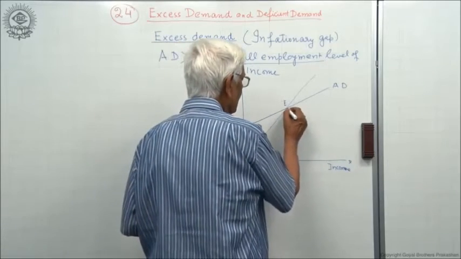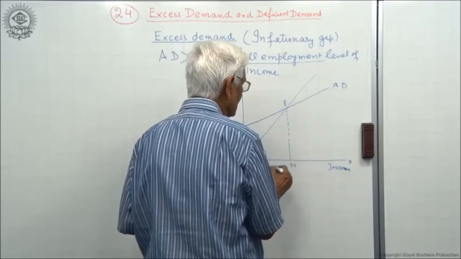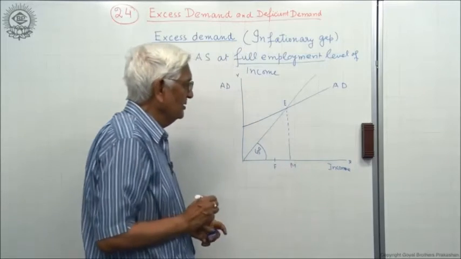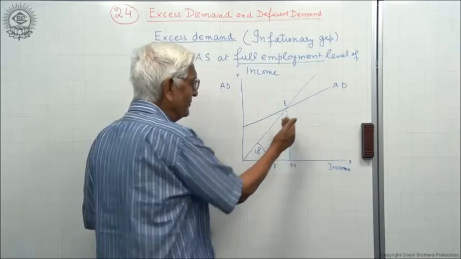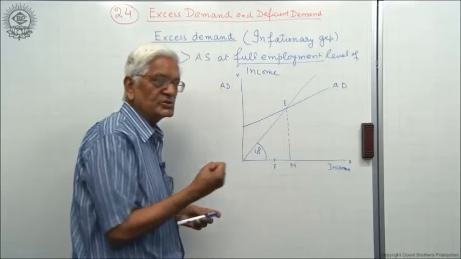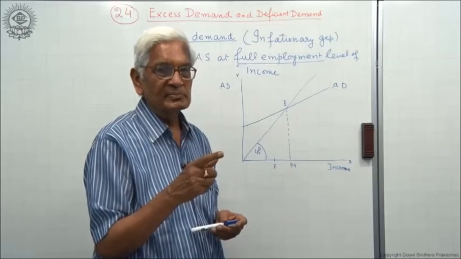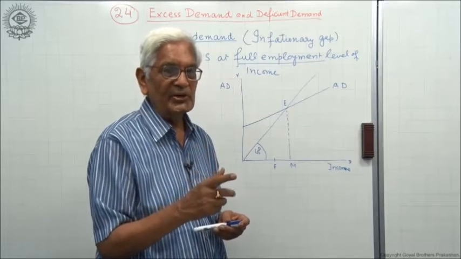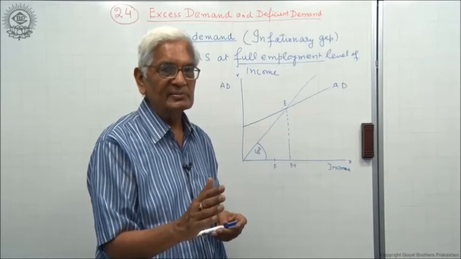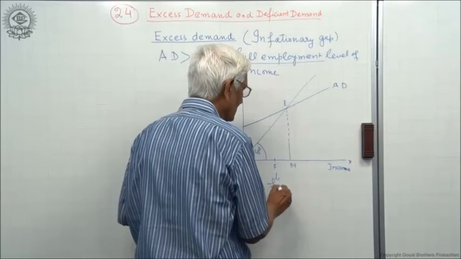This is our equilibrium level. Let this be full employment level. Because only at any level before this AD will be greater than AS. So if we want to show excess demand on a diagram, we must take the point left to the equilibrium point. For example, F. F here refers to full employment.